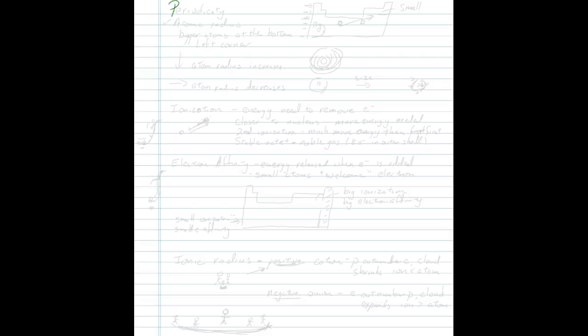This is a lesson on periodicity, or periodic trends. There are general trends or patterns that follow. Not everything follows exactly correctly, but it's good overall. It's correct more times than not. The first of these periodic trends is the atomic radius.